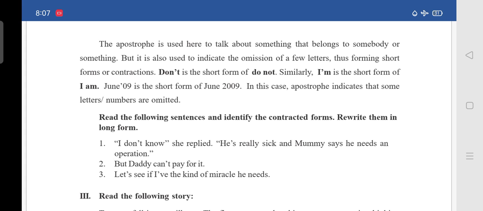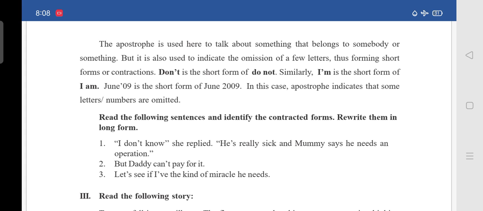See here, the apostrophe is used to talk about something that belongs to somebody or something, but it is also used to indicate the omission of a few letters, thus forming short forms or contractions. Don't is the short form of do not. Similarly, I'm is the short form of I am. June '09 is the short form of June 2009. In this case, the apostrophe indicates that some letters or numbers are omitted.